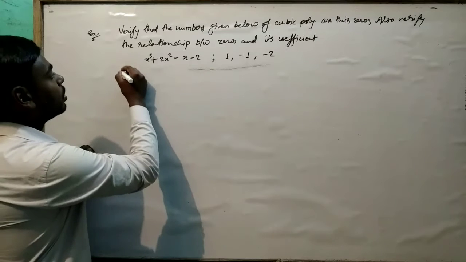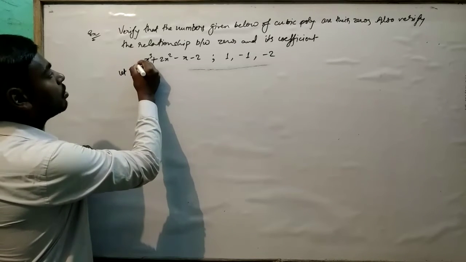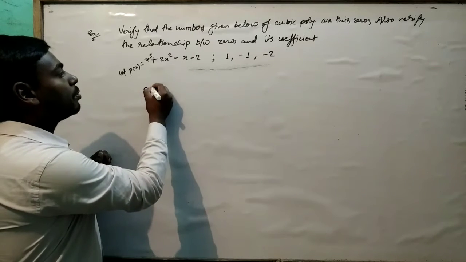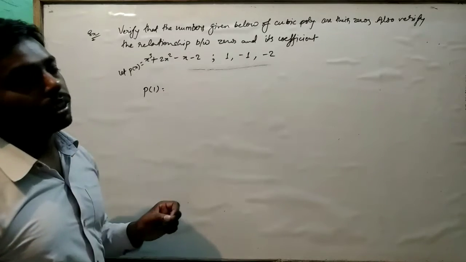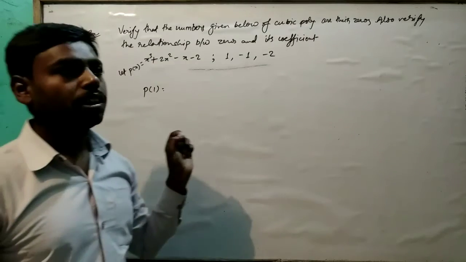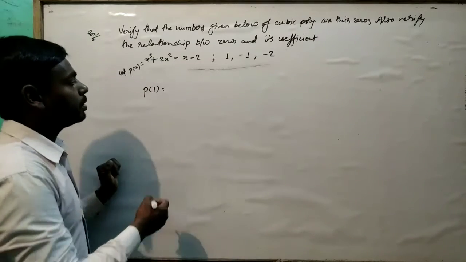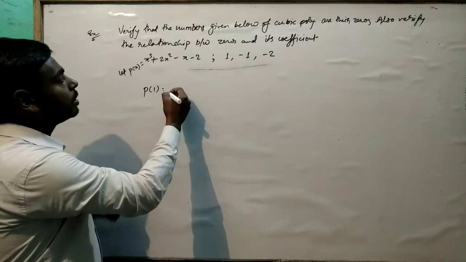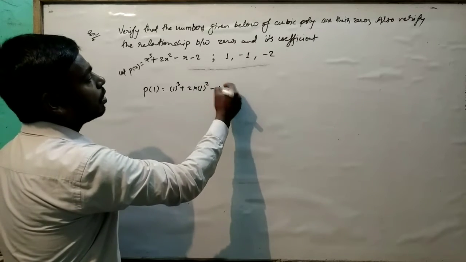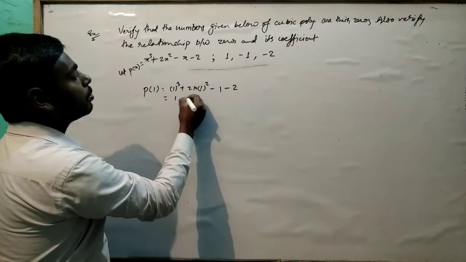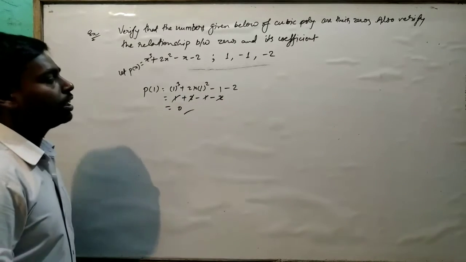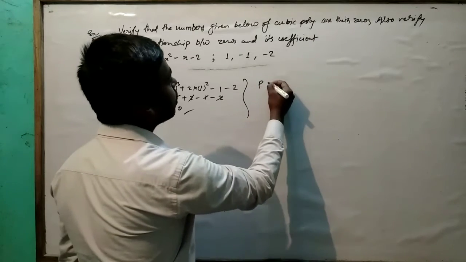Let p(x) is equal to x cube plus 2x squared minus x minus 2. Now for verification we have to find the values one by one: p(1), p(minus 1), p(minus 2), and they should become 0. First we check p(1). p(1) is equal to 1 to the cube plus 2 into 1 to the square minus 1 minus 2, which is 1 plus 2 minus 1 minus 2, that is 0. So it is verified.